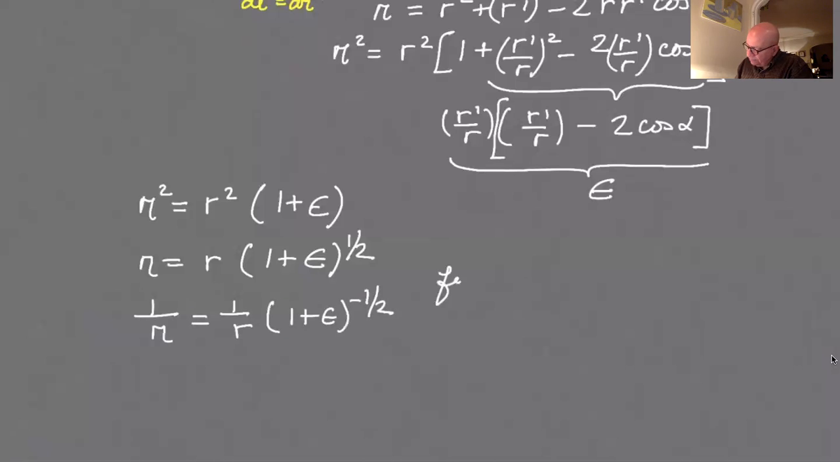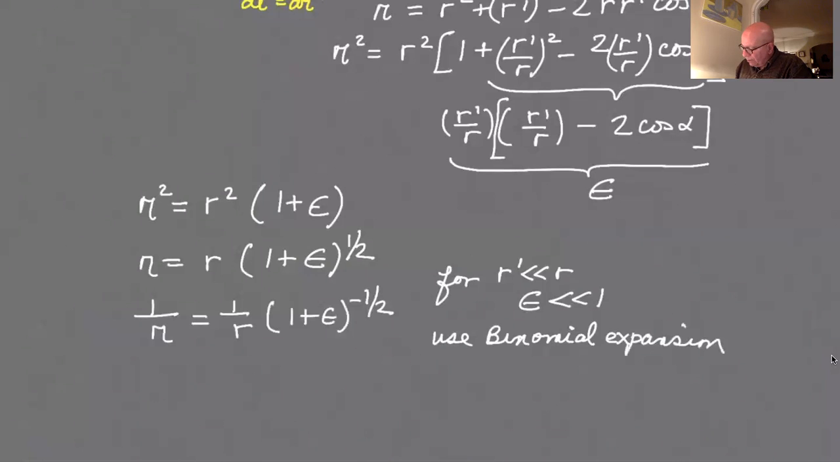Now for r prime much less than r, epsilon is going to be much less than 1. And then we can use the binomial expansion, which really just is a Maclaurin series expansion.